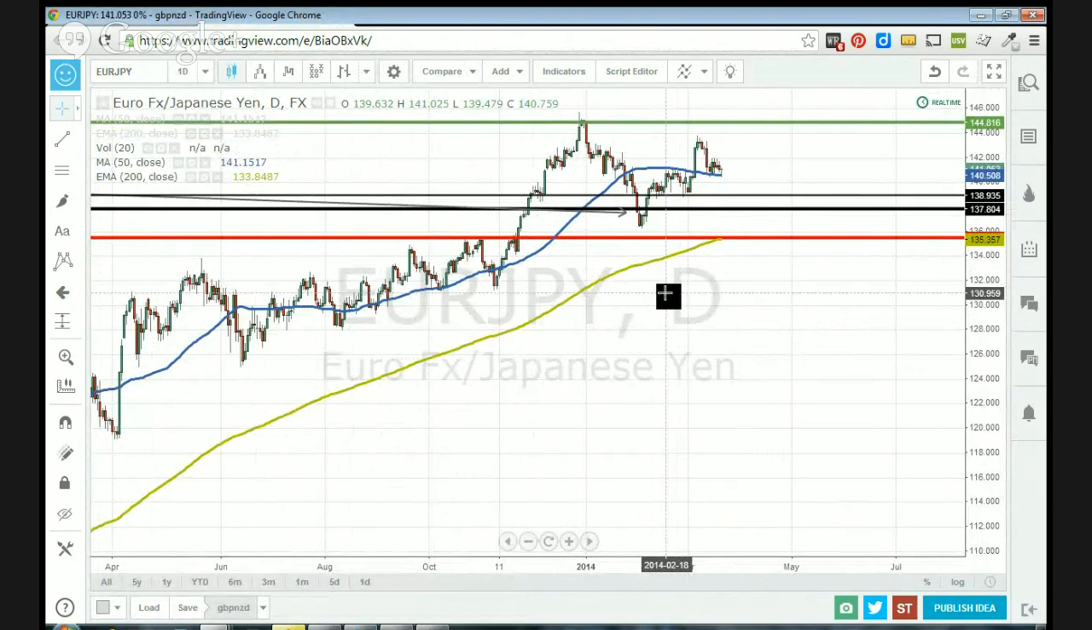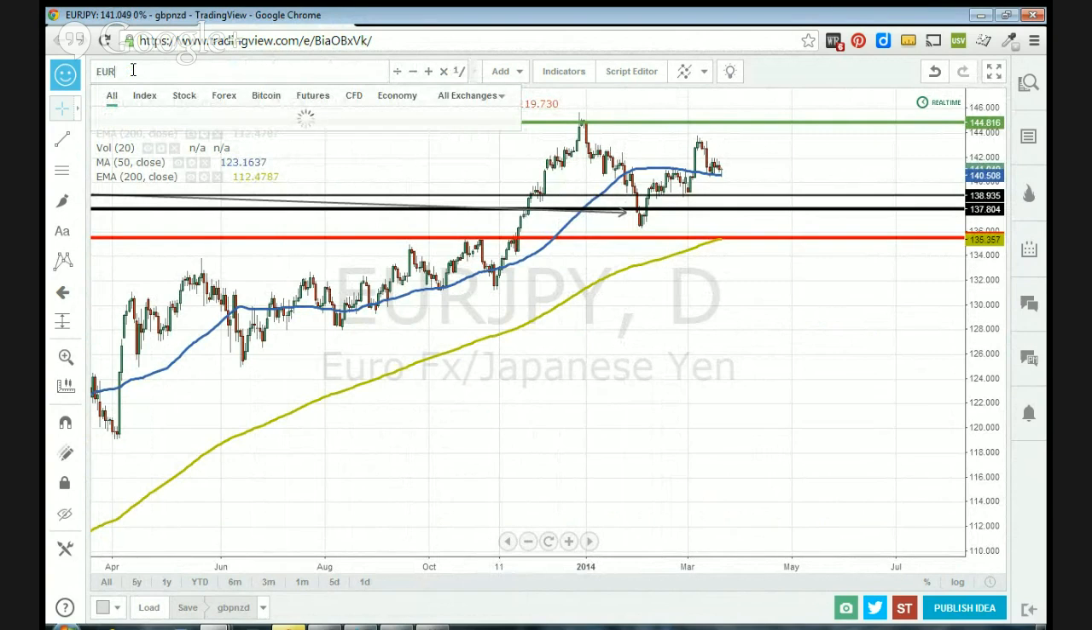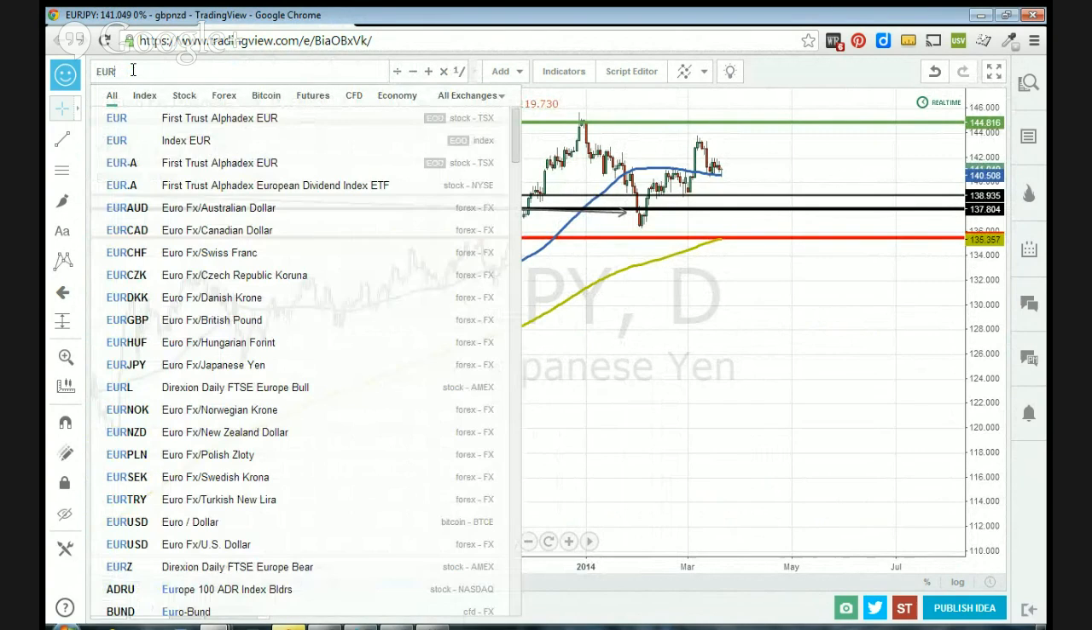140.50 is where we're at. If we can pull back to 137.80, so about 300 pips, 270, that might be a good buying opportunity. We'll see. In any event, nothing at this time. At a bare minimum, 138.93, which is this gray line here.